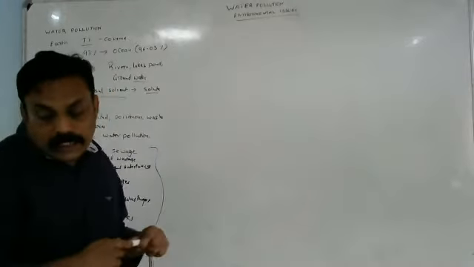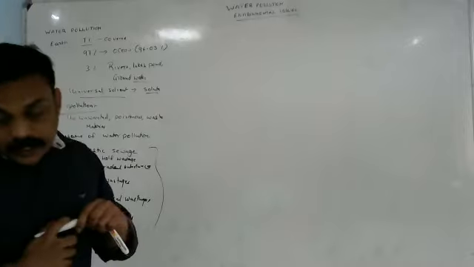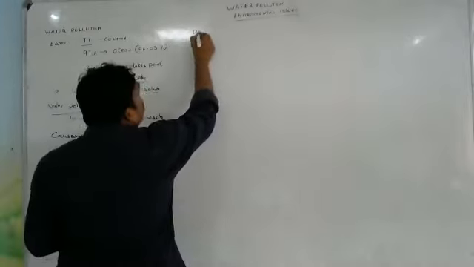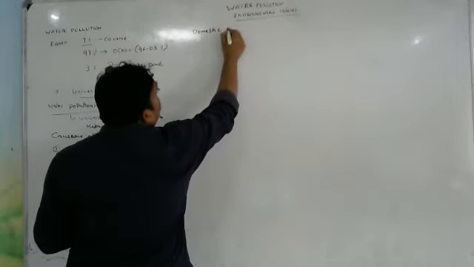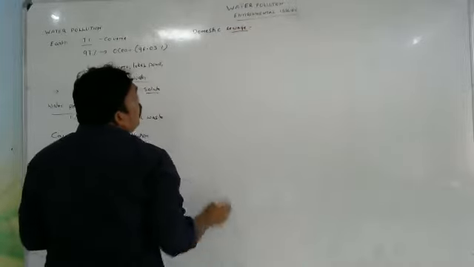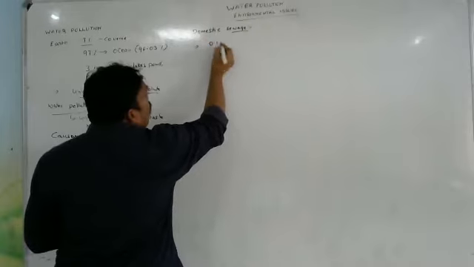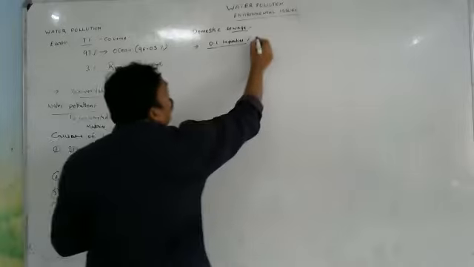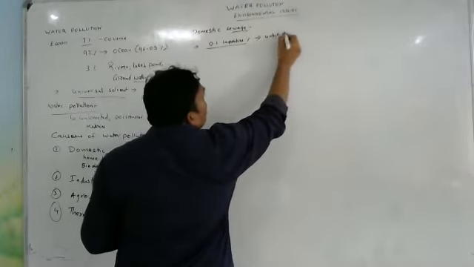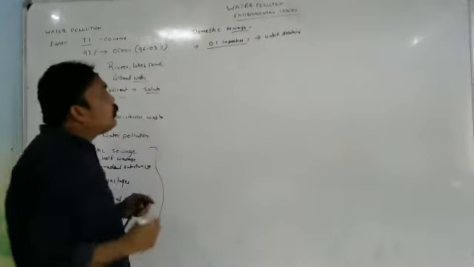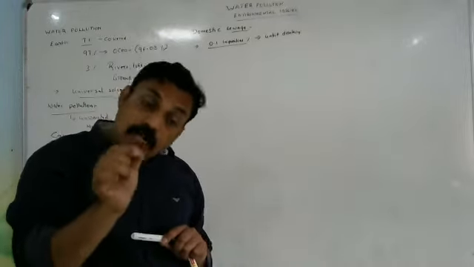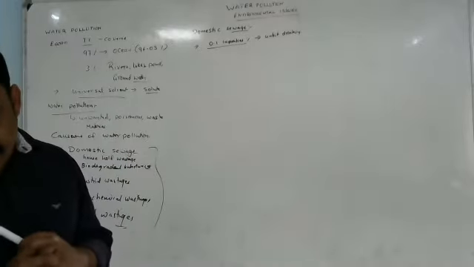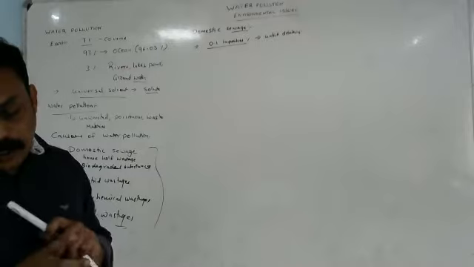What happens when domestic sewages, industrial wastages, agricultural wastages and thermal wastages increase in the water? Domestic sewage means waste water from homes. If there is even 0.1% of impurities in that water, it is unfit for drinking and not suitable for drinking. Domestic sewage mainly consists of biodegradable organic matter.